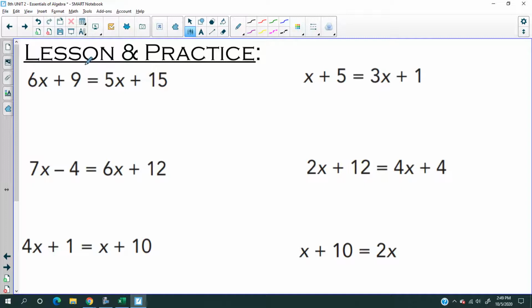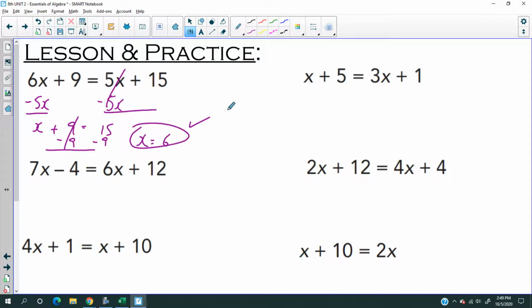When I say pick on the smaller one, I mean the smaller variable, 5x. So that's subtract, so this cancels out. I'm left with x plus 9 equals 15. Nothing crazy here. That's 6.